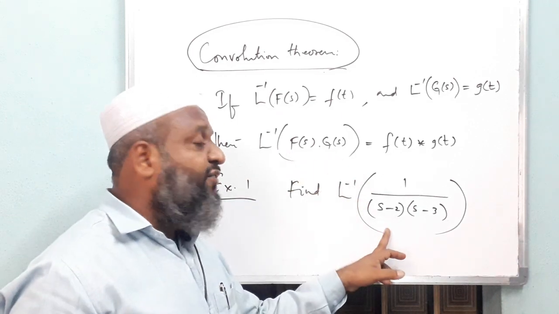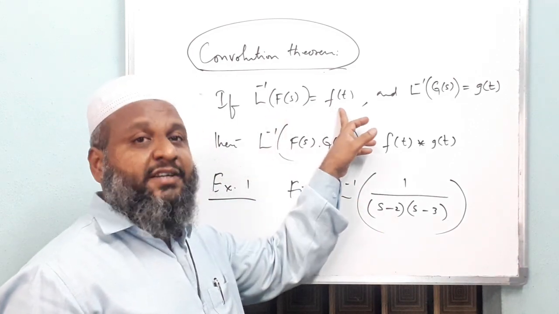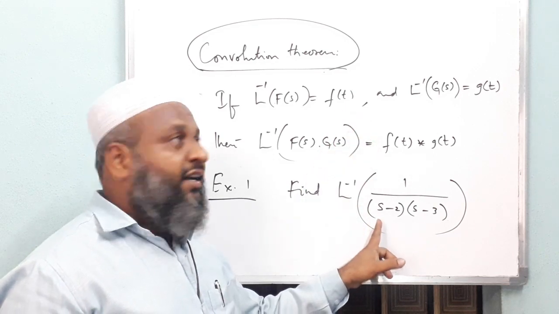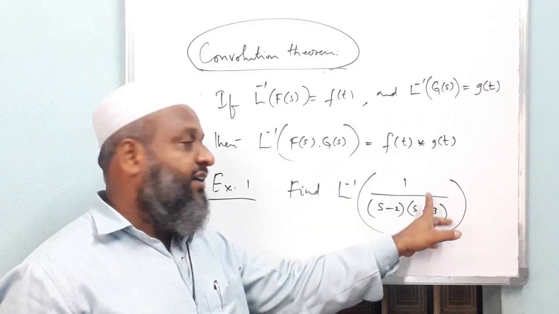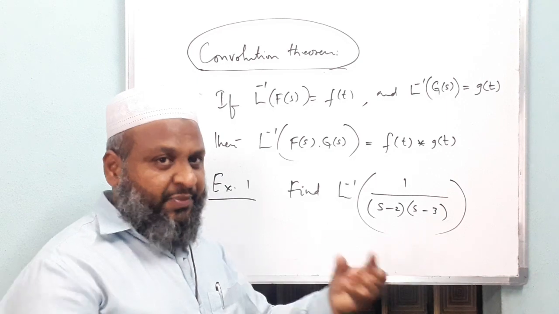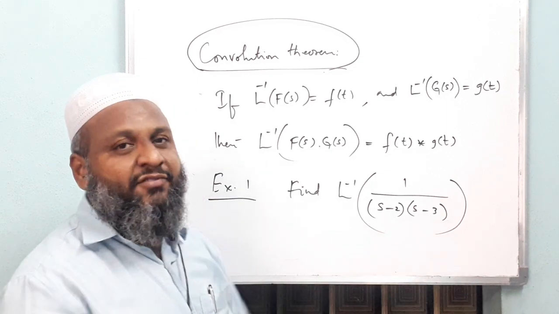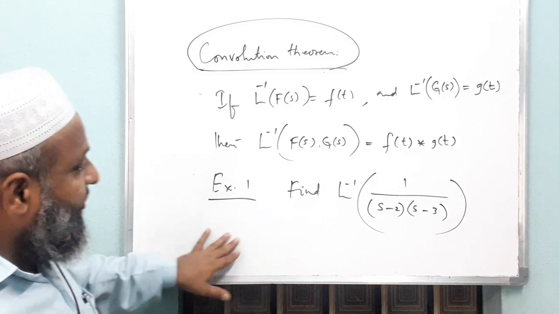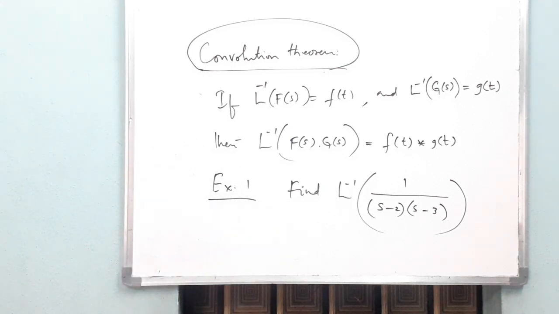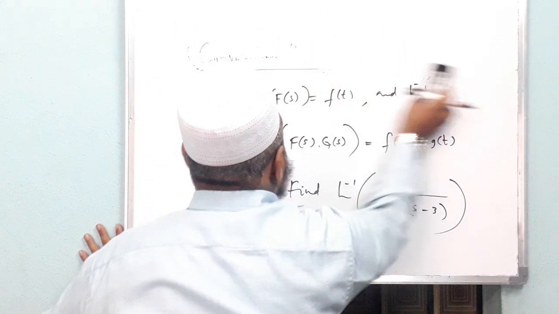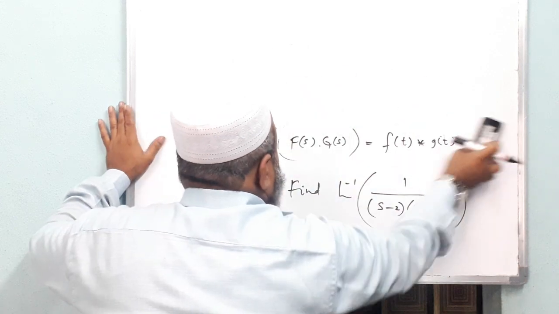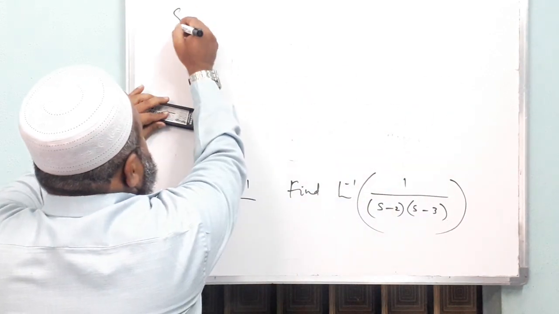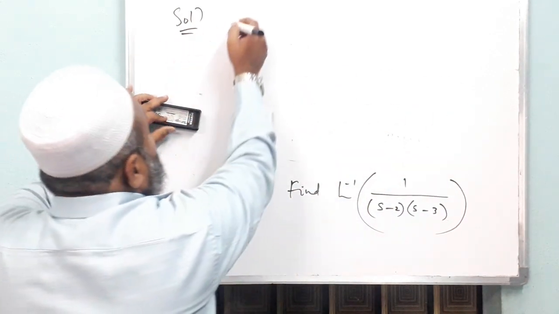Then L inverse of F of s is f of t. We need to know that, and we need to know the individual inverse for 1 by s minus 3. Then f of t and g of t will be convolved, as we have just done. So let us do the problem in that way. You take the snapshot for this. Okay, fine.